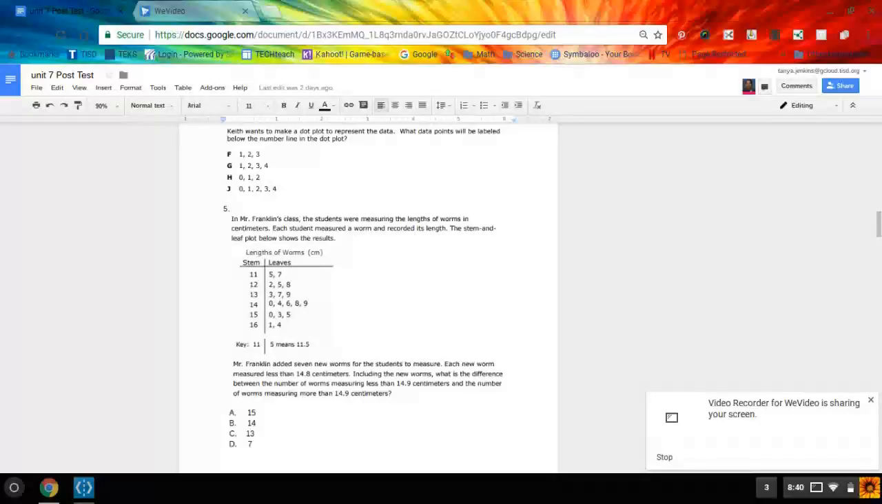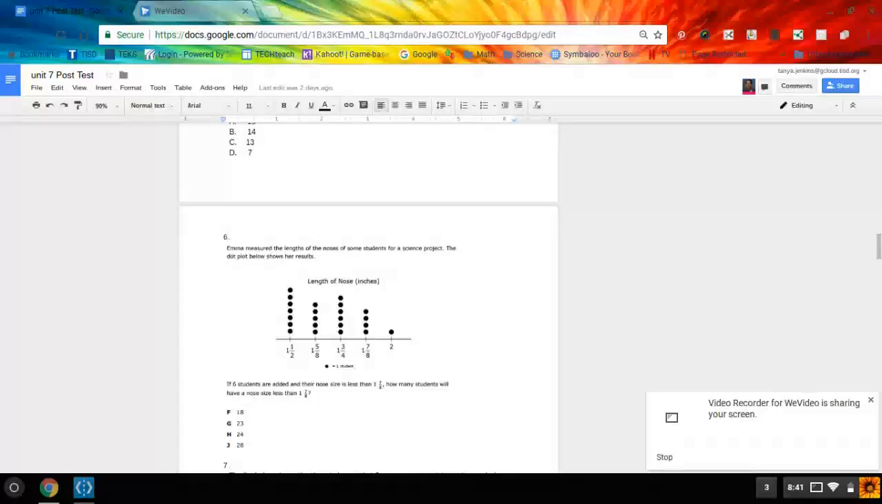Mr. Franklin added 7 new worms for the students to measure. Each new worm measured less than 14.8 centimeters. Including the new worms, what is the difference between the number of worms measuring less than 14.9 centimeters and the number of worms measuring more than 14.9 centimeters?